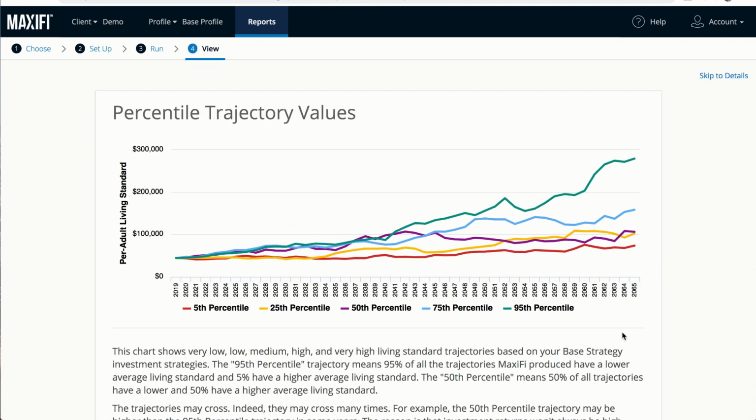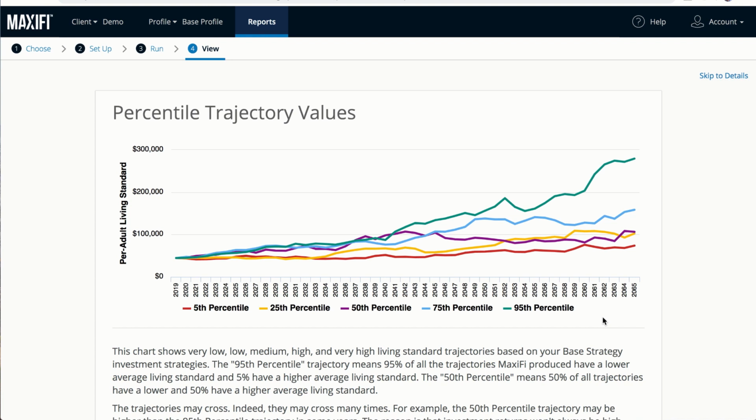And here's another picture which shows you the percentile trajectories. This red trajectory at the bottom is the lowest 5% percentile. So that means, of the 500 trajectories, it has the fifth lowest average living standard. The green curve here at the top is the 95th percentile. So of the 500 trajectories that we generated, this one is the fifth from the top. It's the 95th highest average living standard trajectory. So you get to see the level and spread of your living standard through time.